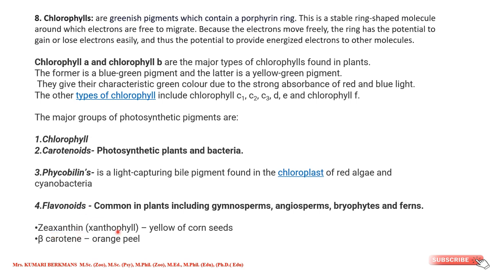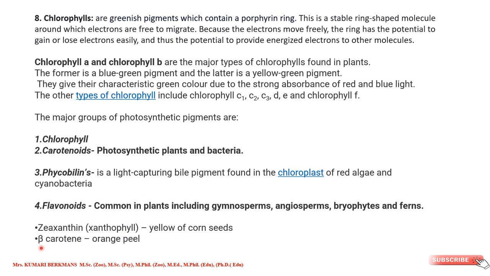Xanthophyll. It is yellow in corn seeds. We see the color of corn seeds is yellow, right? That is because of the presence of the pigment called xanthophyll, zeaxanthin. Where is it present? It is yellow in color, so in corn seeds we can find it. The corn seeds are yellow because of the presence of xanthophyll.